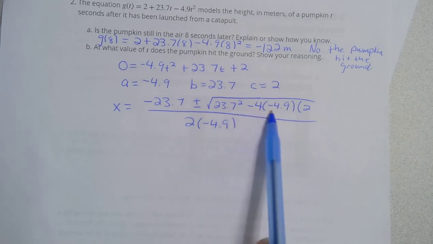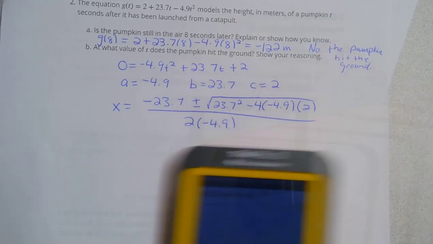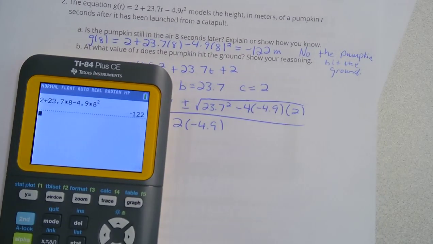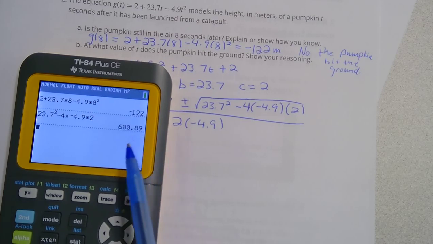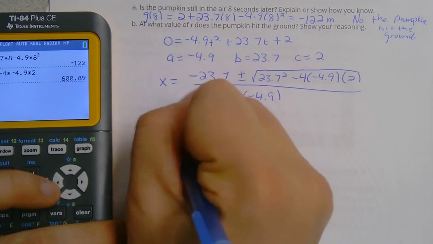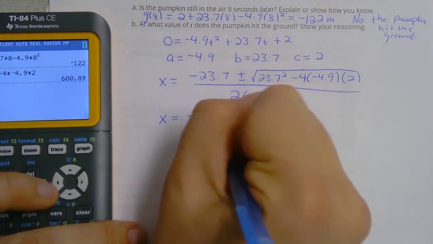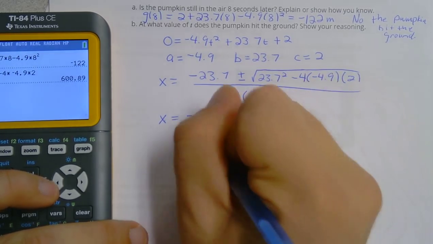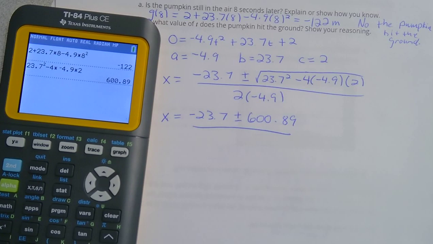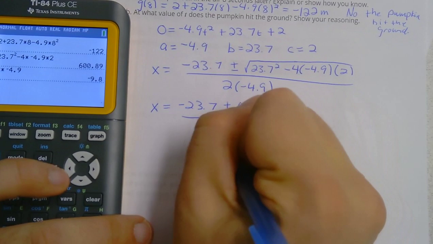I'm going to calculate this discriminant first. Let me just close that parentheses. So I'm going to go 23.7 squared minus 4 times negative 4.9 times 2. And I got 600.89. So x equals negative 23.7 plus or minus 600.89, all divided by, and I'm going to multiply out 2 times negative 4.9, and I got negative 9.8.